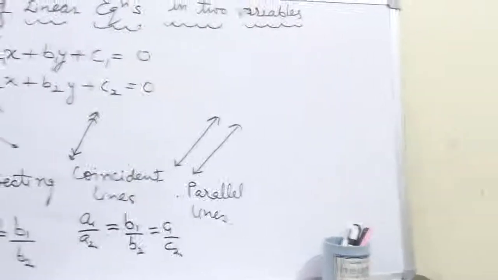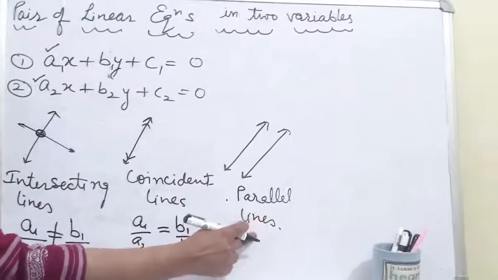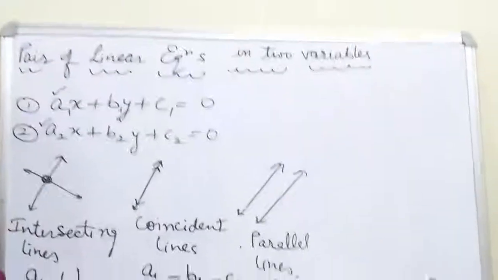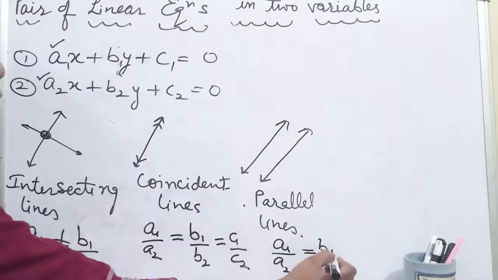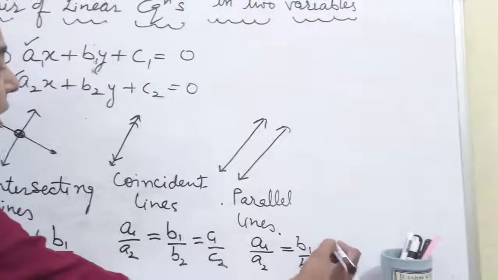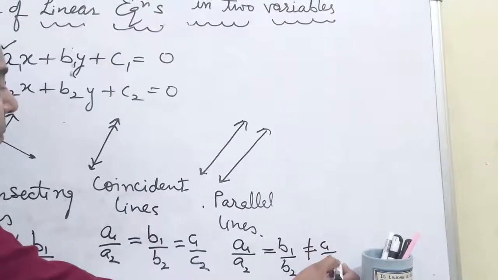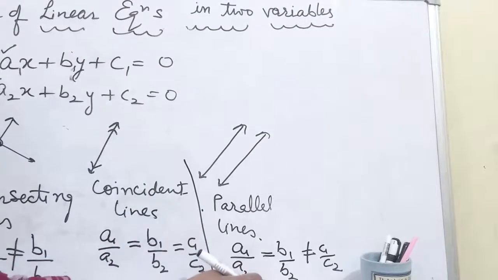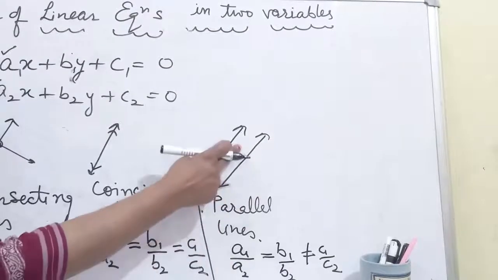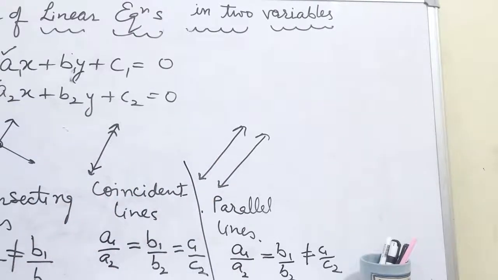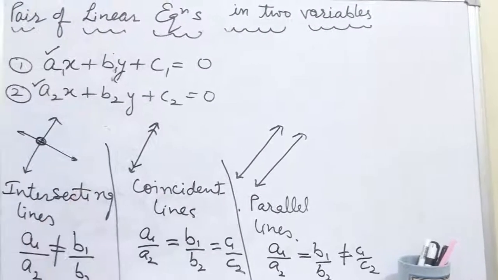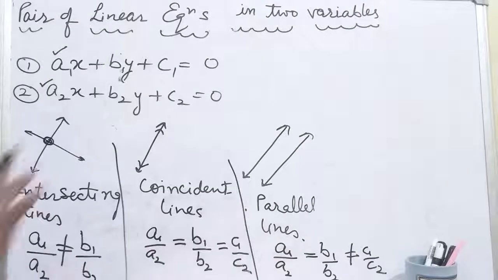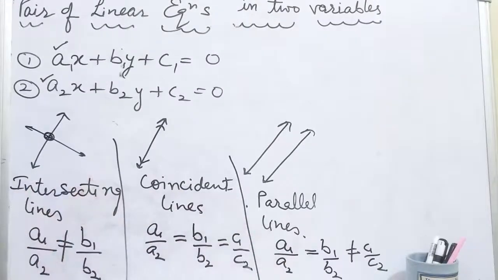Now the third case is parallel lines. For this case, if we take the ratios, it comes like a1/a2 = b1/b2 is not equal to c1/c2. So if the ratios come in this way, then after plotting you will always get a pair of parallel lines. Otherwise, in this case you get coincident lines, and in this case you get intersecting lines. So you should go through these conditions. You have to put them in your mind properly.